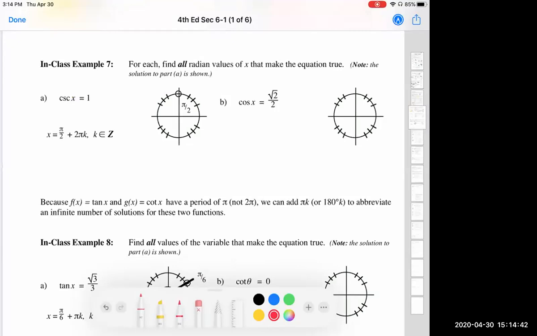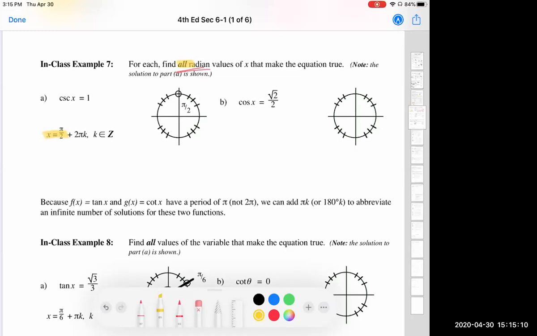In class example 7, for each find all radian values of x, so all radians, that make the equation true. So we have A done. When is cosecant equal to 1? Cosecant x is equal to 1 at pi over 2. So that's our answer, x equals pi over 2. But because we want all radian solutions, we have to add 2 pi times k, where k is in Z.